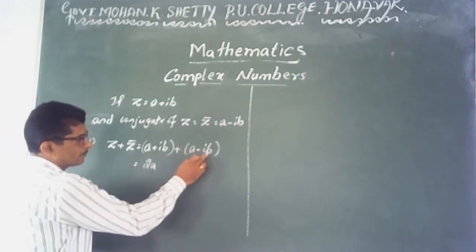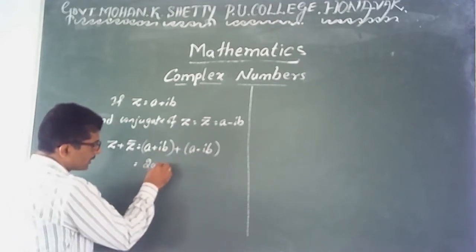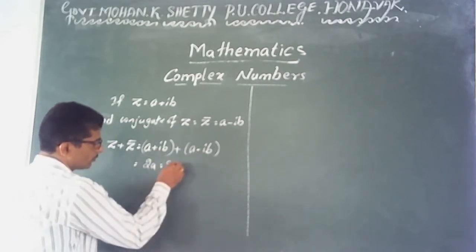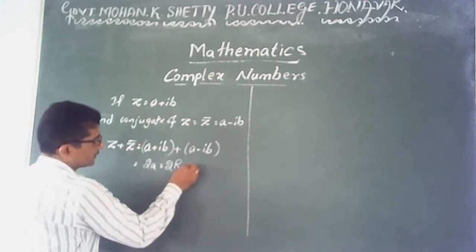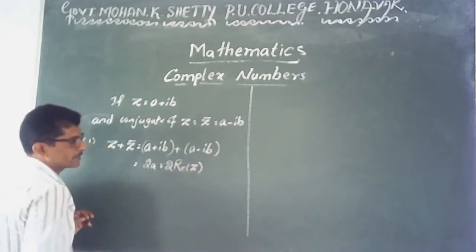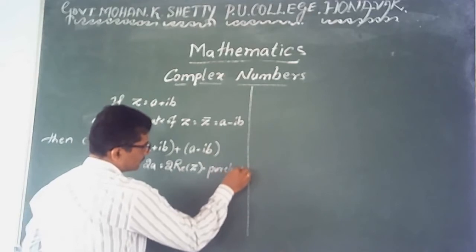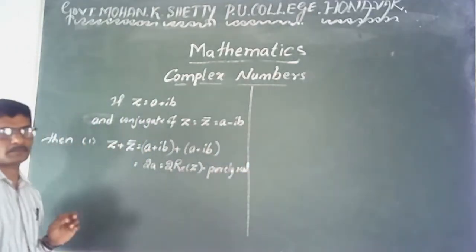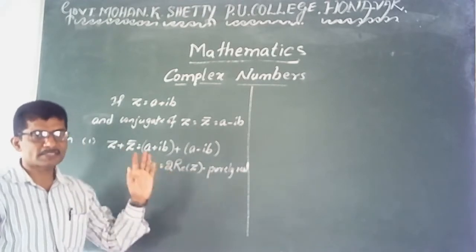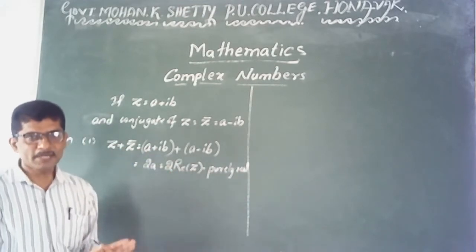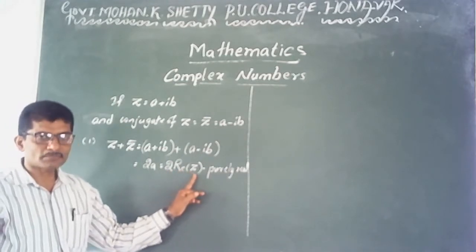Remove this bracket, minus ib plus ib cancel. Here 2 times a, where a is the real part of z. It is the real part of the given complex number. Remember, this one is purely real. This sum of the conjugate pair is always a purely real number, and its value is 2 times the real part of the complex number.